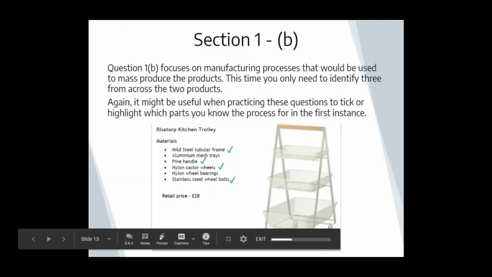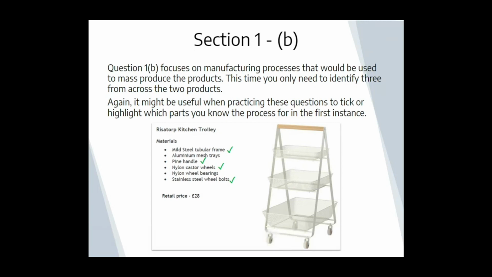So I'm going to continue on with your answering technique for section 1 questions for the higher design and manufacture exam. Today I'm going to look at the section 1B questions, which usually focus on manufacturing processes that would be used to mass produce the products that you're given on the first page. This time you only need to identify 3 processes from across the 2 products. But again, it might be useful when you're practicing these questions at first to tick or highlight which parts of the product you know the process for in the first instance.